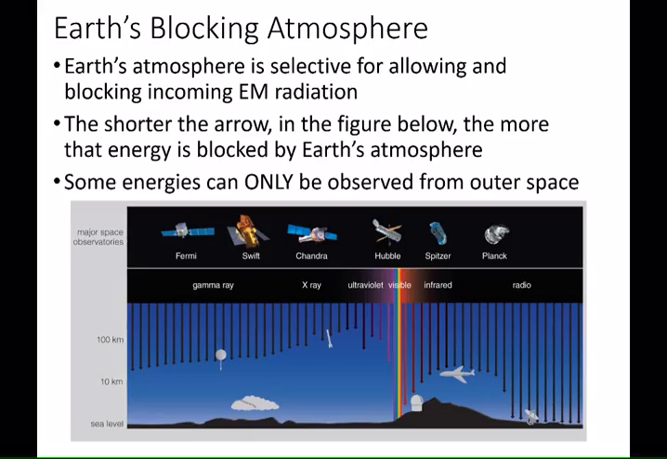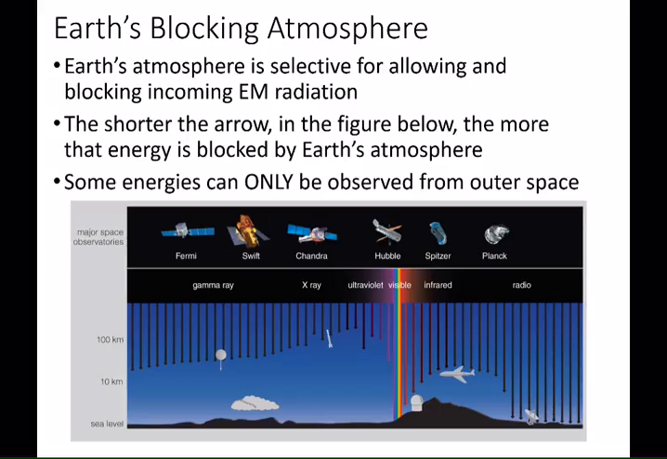So what this is doing, this blue right here, that's the Earth's atmosphere. And hopefully you see the cousins across the top: gamma rays, X-rays, ultraviolet, visible, infrared, radio. This is kind of fun. So there's the cousins at the top, starting from short to long, and how long that arrow goes is how much it can penetrate.